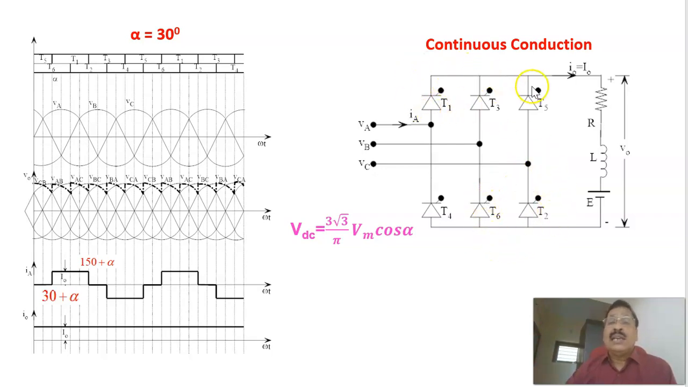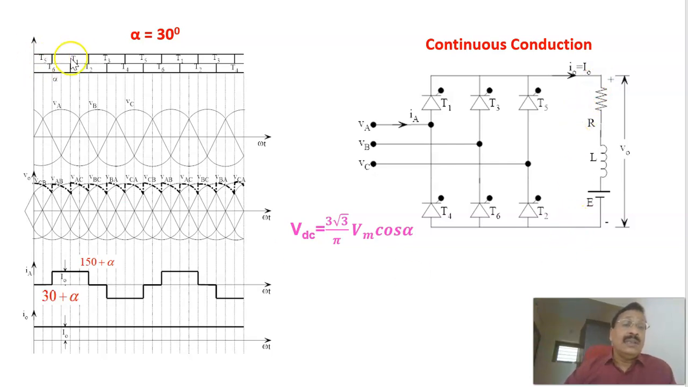Based on the SCR conducting in the positive group and the SCR conducting in the negative group, the corresponding line voltage will be available across the RLE load. And the average voltage across that, as we already derived in the previous presentation, is average voltage equal to 3√3 Vm by pi into cos alpha. This is the average voltage across the load.